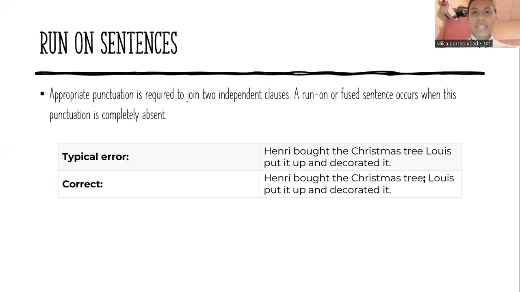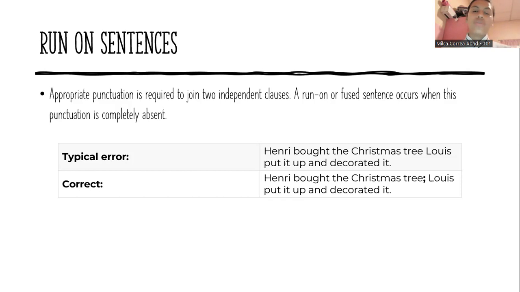As a typical mistake, we have "Henry bought the Christmas tree Lois put it up and decorated." It doesn't make sense at all. It's just like a mix of things. So the correct way to do this would be "Henry bought the Christmas tree; Lois put it up and decorated."